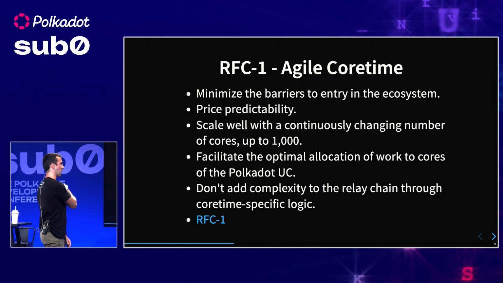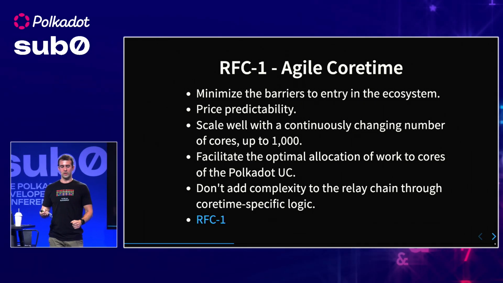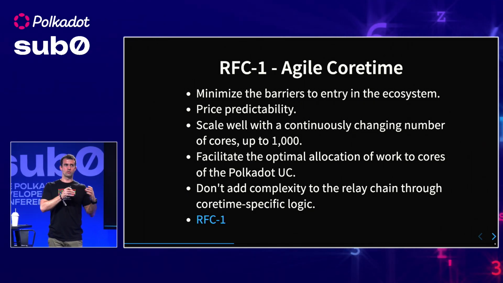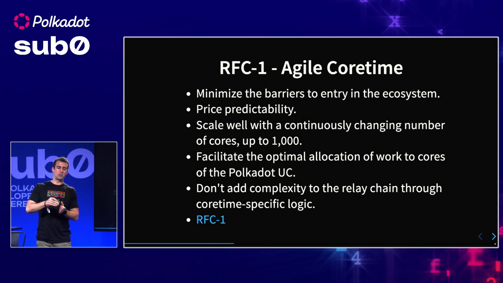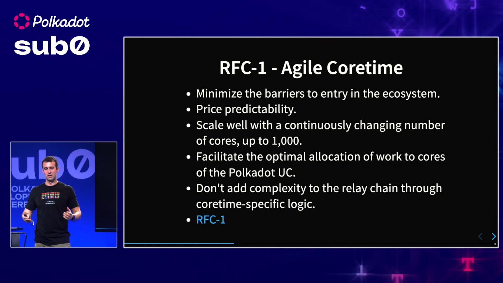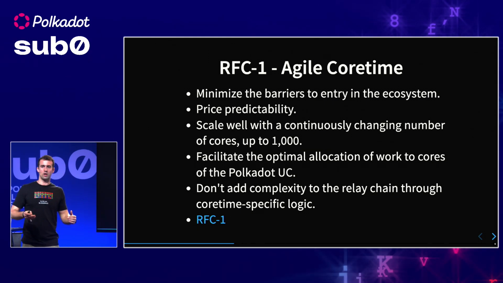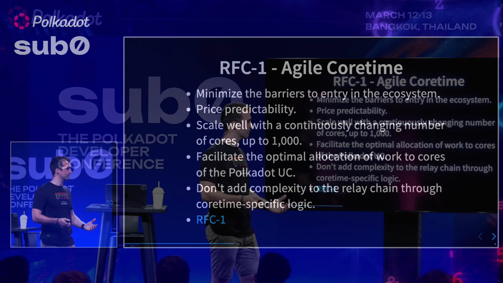It should facilitate the optimal allocation of work to cores. So we don't want to create a system which leads to people gaming that system, or which encourages people to do things that are bad for the utilization or otherwise bad for the ecosystem. This is a change that helps Polkadot, and it's a change that is good for the entire ecosystem.